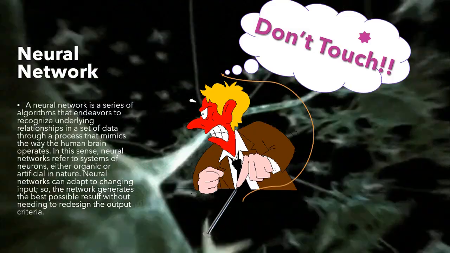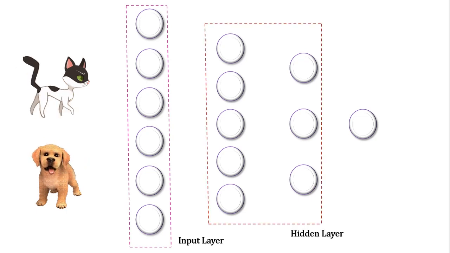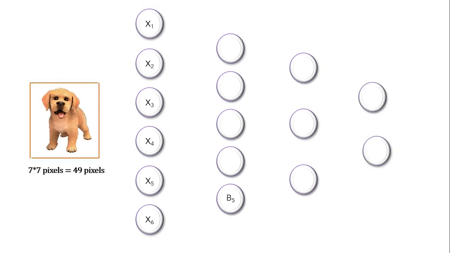Let's construct a neural network which distinguishes between cat and dog. And here, neural networks are made up of layers of neurons. Each neuron is the core processing unit of the network. So guys, if you can see on the screen, we have the input layer, then the hidden layer, and then the output layer. We will learn in detail how these layers work. Let's say we have an image of a dog with a dimension of 7 by 7 pixels. So in total we have 49 pixels.